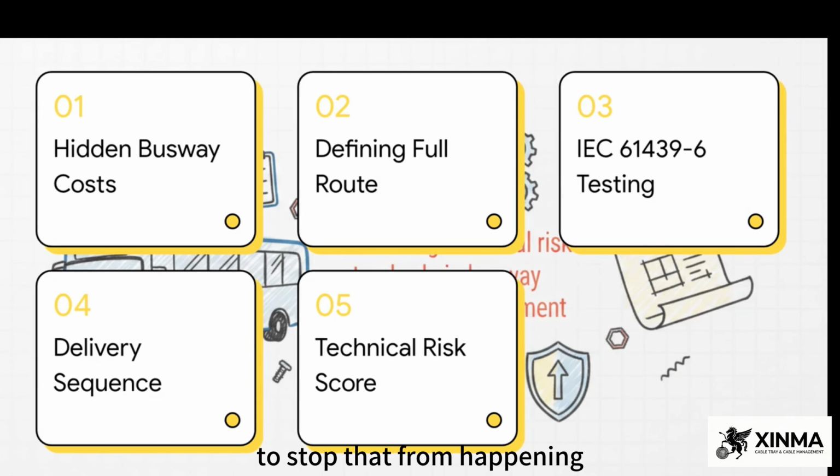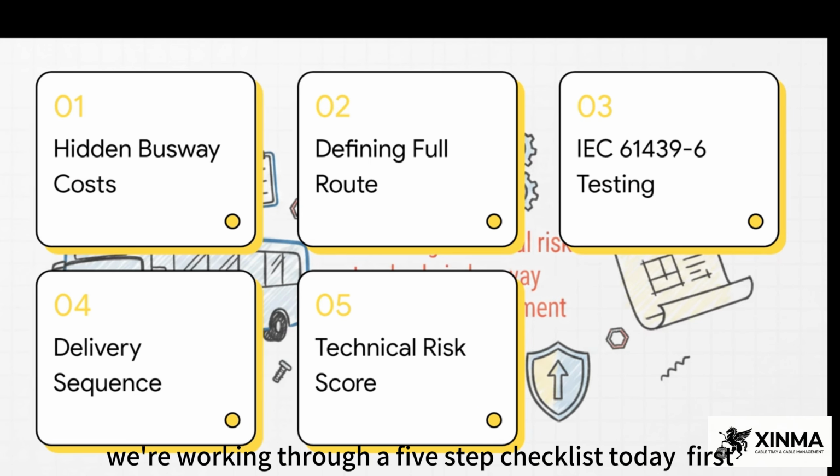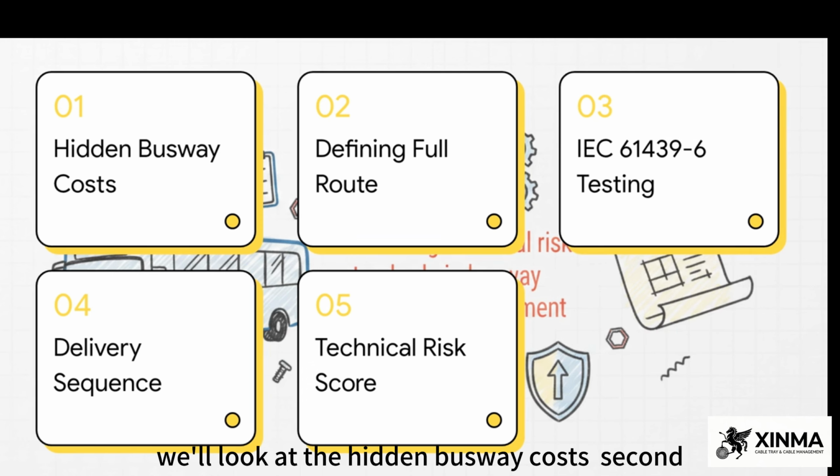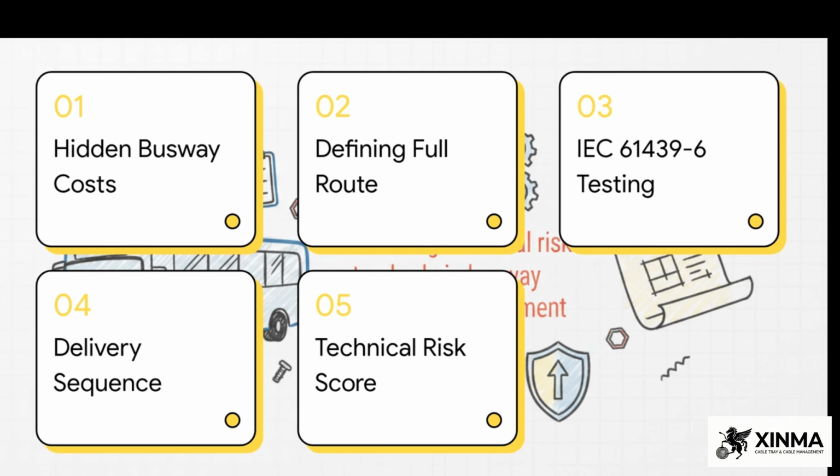To stop that from happening, we're working through a 5-step checklist today. First, we'll look at the hidden busway costs. Second, defining the full route. Third, the core testing under IEC 614396. Fourth, delivery sequence and control. And finally, scoring your supplier's technical risk. This is a structured way to systematically evaluate your suppliers.